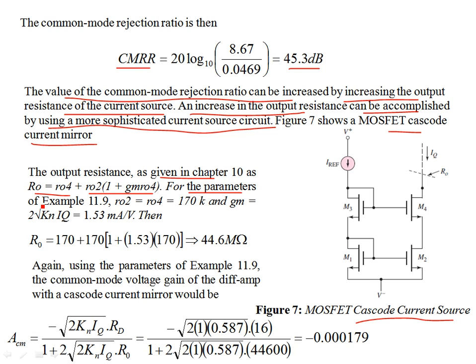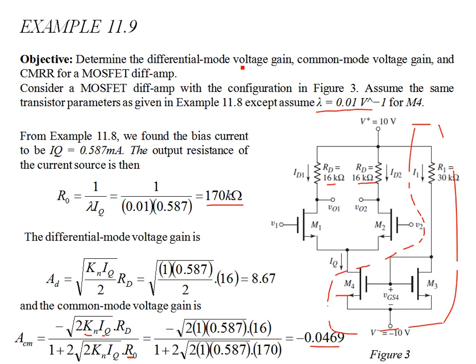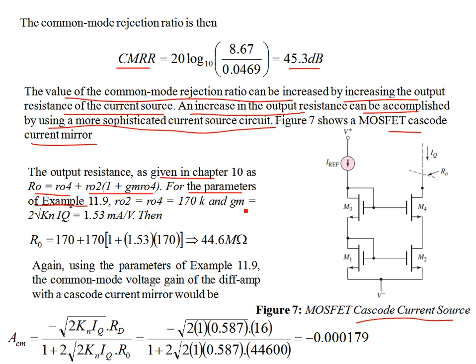So for these parameters, if you take the parameters from example 11.9, n equal to 1, and R naught can be taken as 170 kilo ohms, and for the same values of RD, for example, RD is not required, but anyways, the transconductance gain is there. gm is root of twice Kn IQ. IQ is 0.587, root of 0.587 divided by 2 is again 1.53, and if you substitute for R0 and R4, R0 4 is 170 kilo ohms, then this output resistance is considerably higher than 170 kilo ohms, that is 444.6 mega ohms in this case.